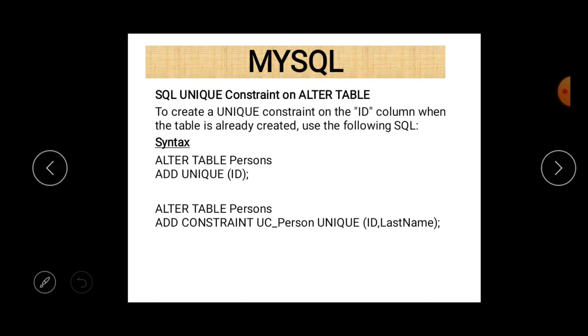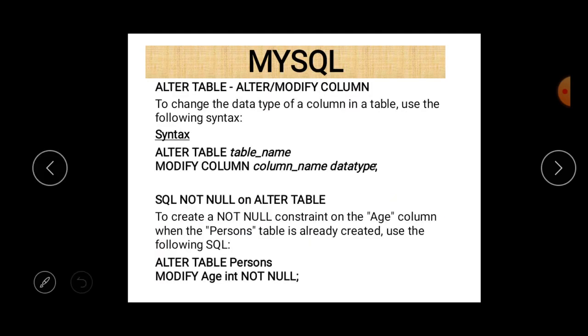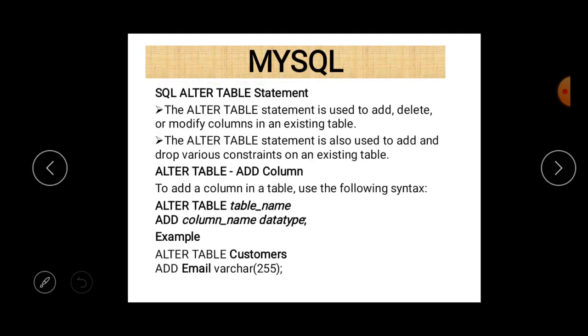Similarly for the unique constraint, you can easily see that alter table person add constraint, and the name of the constraint is uc_person, after that unique (id, last name). So these are the different methods.